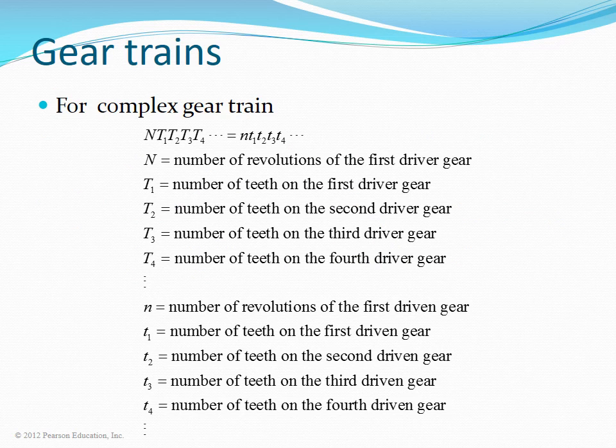When a complex gear train is considered, the relationship between the revolutions and number of teeth is still present. This relationship is the number of revolutions of the first driver times the product of the number of teeth in all of the driver gears equals the number of revolutions of the final driven gear times the product of all the number of teeth on all the driven gears.